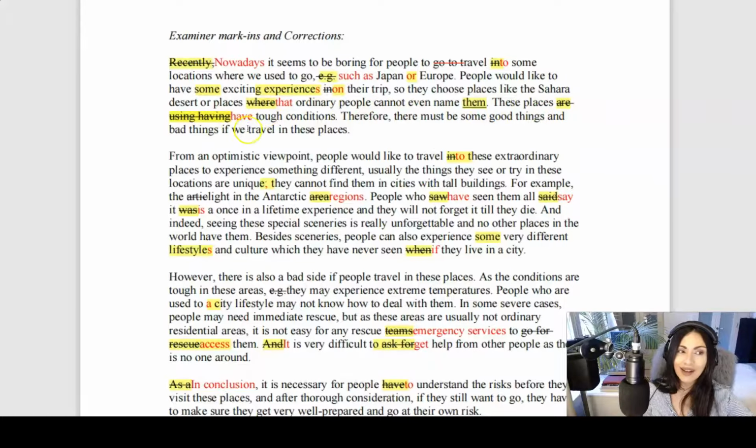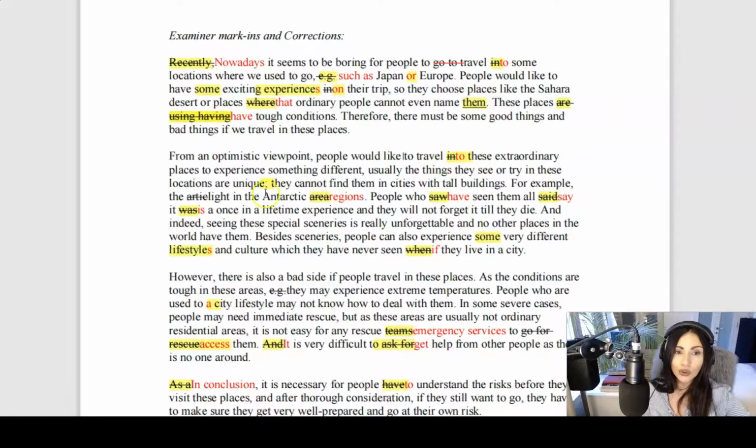These places are using having, right? So are using having is not a collocation in English. It does not exist. Therefore, this sentence was completely incoherent. We removed that and we replaced it with the word have instead. Now, in a simplistic way, you could say, these places have tough conditions. But again, that sentence, although grammatically accurate and structurally accurate, is a little too simplistic stylistically. So that could change and become more complex by changing the whole format.